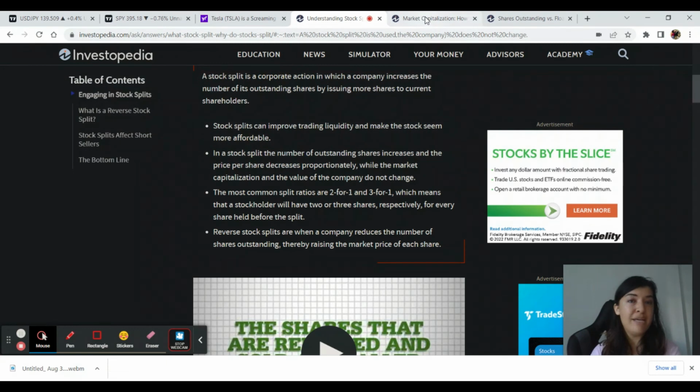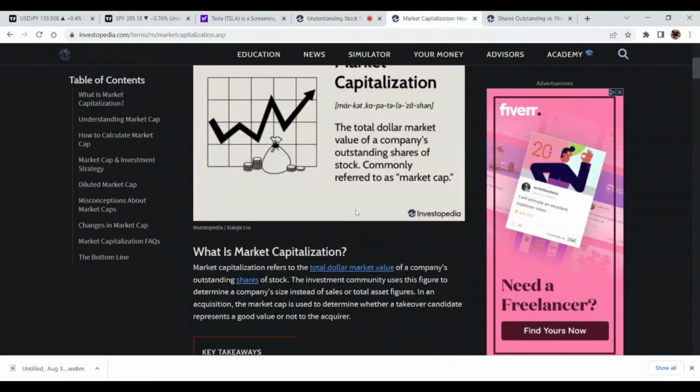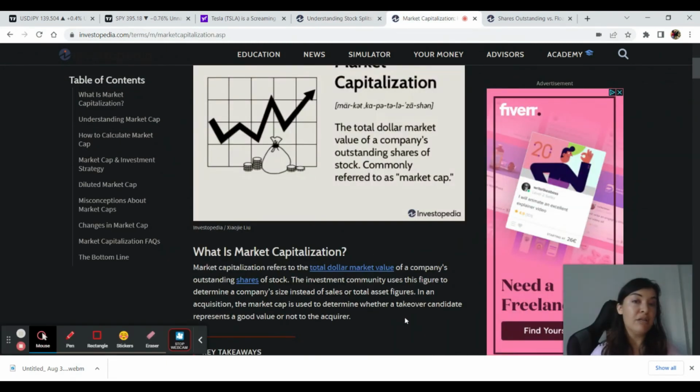Okay, so now what in the world is market cap? Market cap is the total dollar value of a company's outstanding shares of stock. Okay, but what does that even mean? Well, what is an outstanding share? Outstanding shares are the actual number of shares that are being held by investors or institutions. So the number of shares that are owned by people. And that is pretty much it.